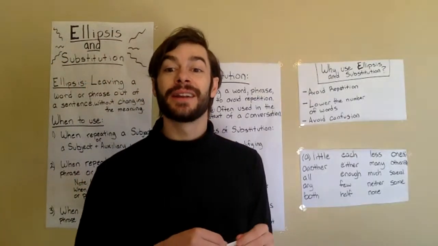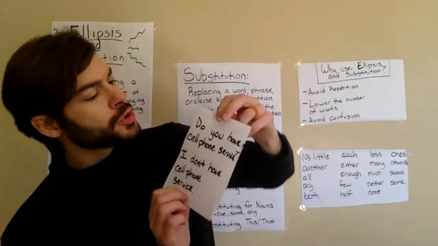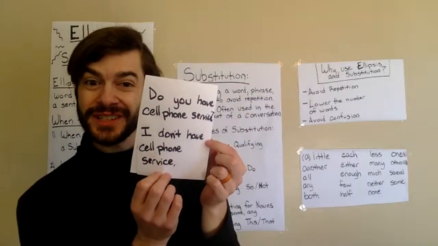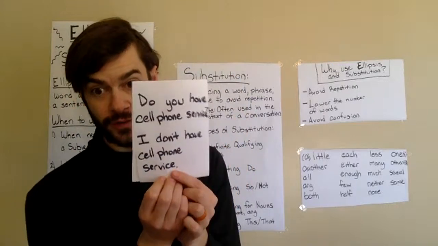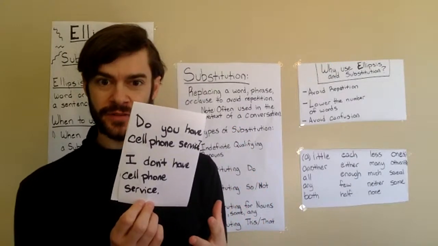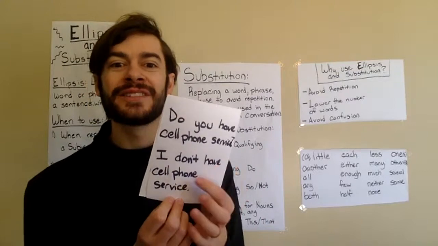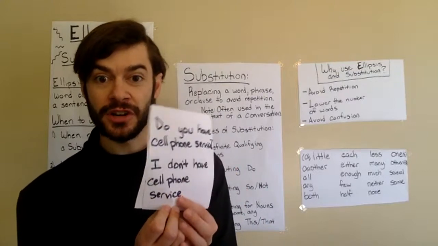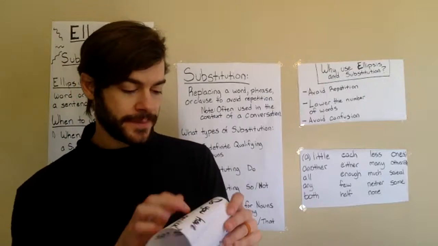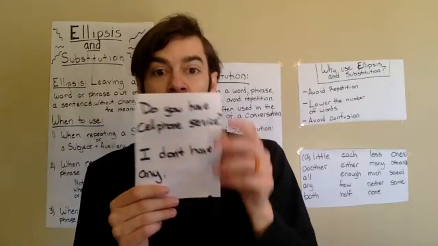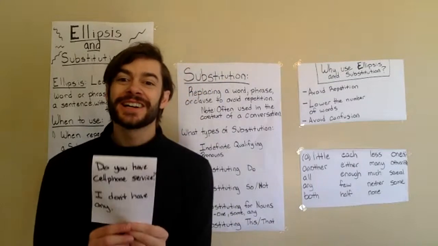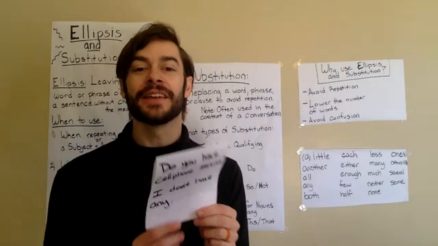Okay, so here we can talk about any, okay? So do you have cell phone service? I don't have cell phone service. So we can change cell phone service, right? And we can substitute it for any, okay? The sentence becomes, do you have cell phone service? I don't have any. Very good. I'm seeing that in the chat. I don't have any. Very good.